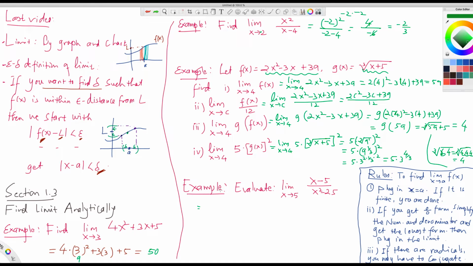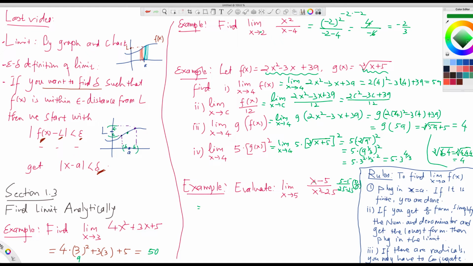So let me plug in the limit directly. What you get is 5 minus 5 over 5 squared. You just replace x by 5, right? So 25 minus 25. So you get 0 over 0, right? Which is an indeterminate form. We don't know how much that is. So we will learn about that later, okay? But we don't know what that is.